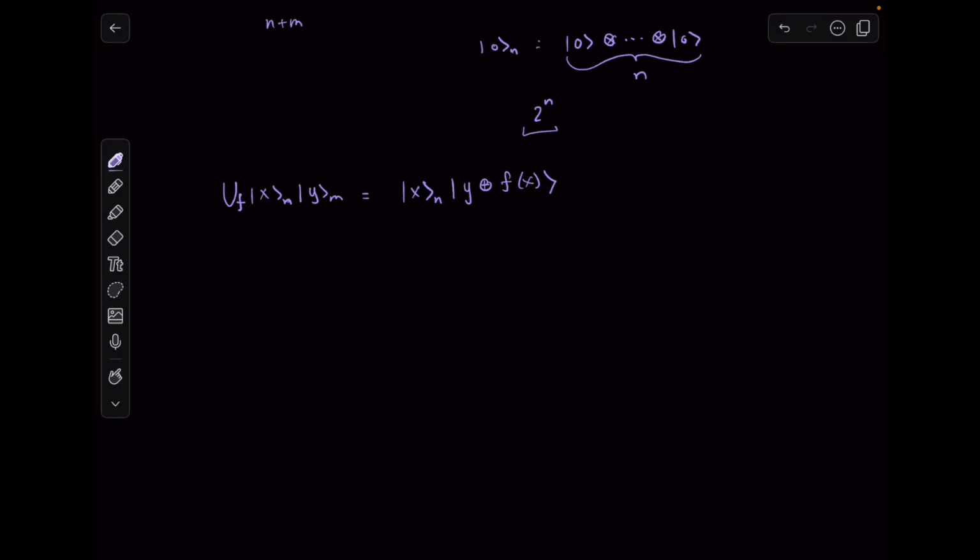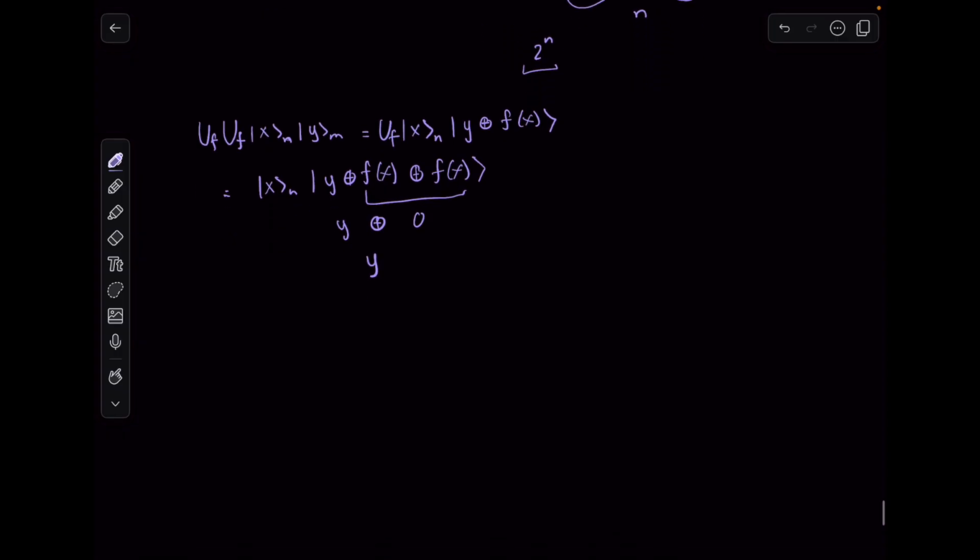And this is indeed reversible, because let's say we wanted to apply this one more time. Well, then this is going to give us x again, and then y XOR f of x XOR f of x. And anytime you take the XOR of two of the same bit strings, you get back 0. And then anything XORed with 0 is just that thing. So this equals what we started with, and it is certainly reversible.